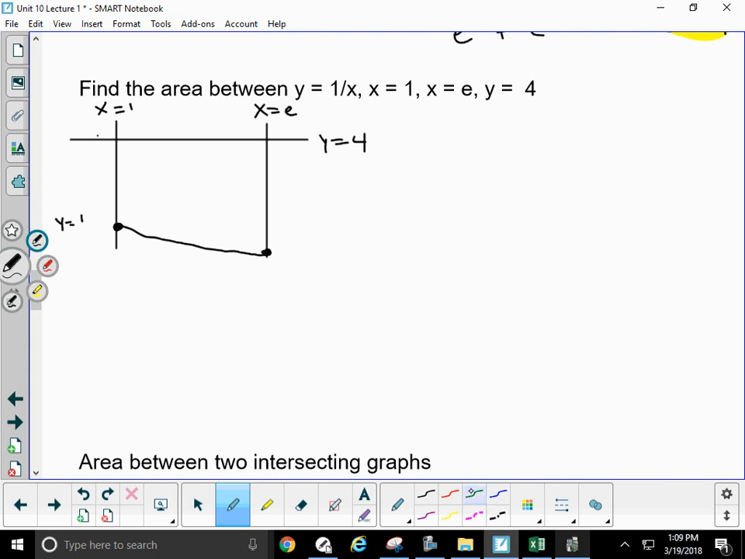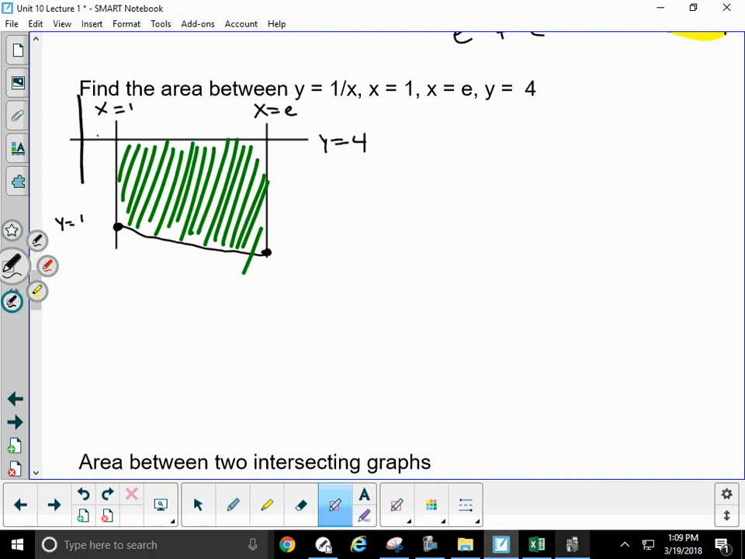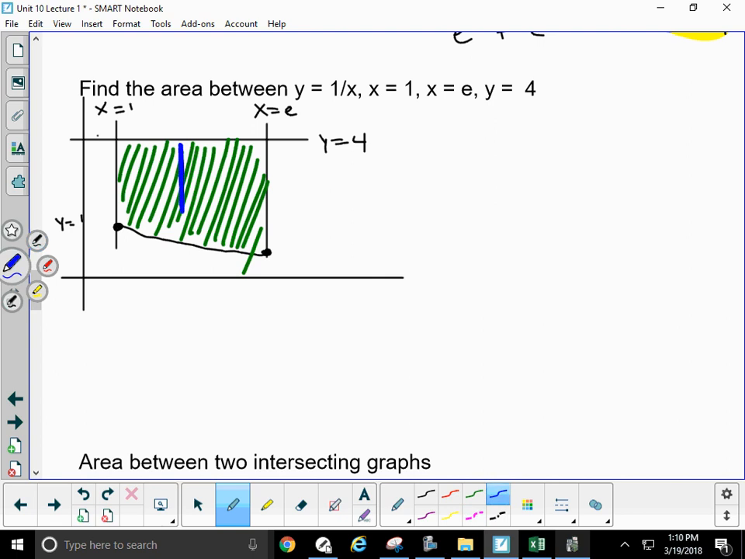Here's my region. Now, if after you set up this region, you'd like to throw down an x-axis and a y-axis, sure, but you didn't need to. All I know is that this region is contained here. If we want to throw down a representative rectangle that we are infinitely summing up, the height of this rectangle is this distance, which is 4, minus this distance, which is determined by 1 over x. So in this case, the constant is above the function. So we would have an integral starting at 1 going to e of 4 minus 1 over x that we can evaluate by hand and then check with the calculator.